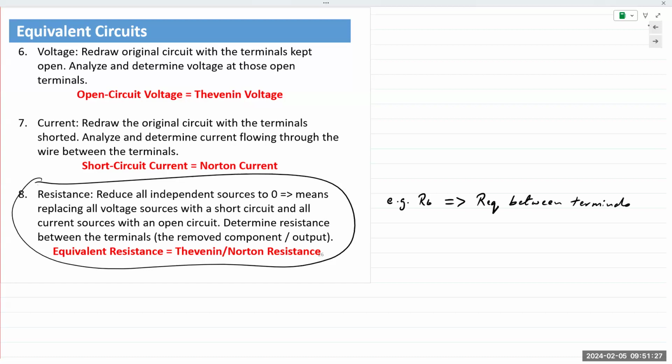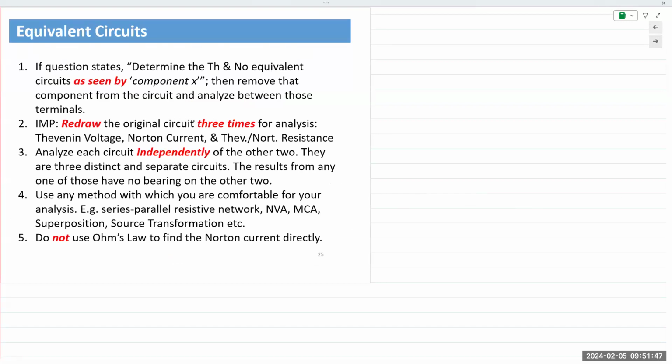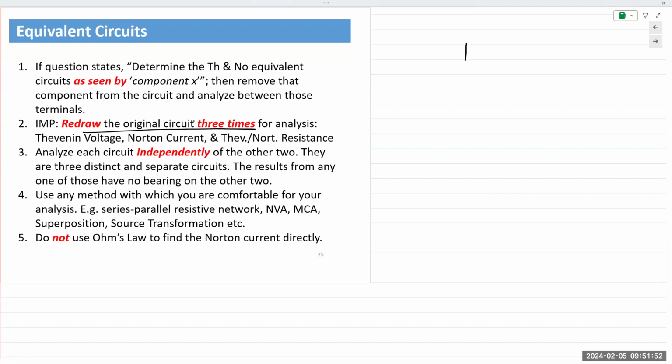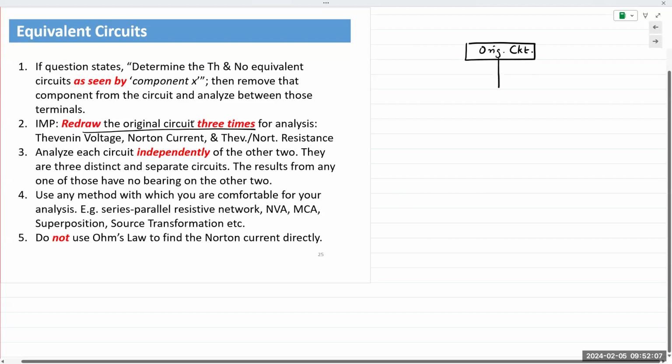Yes. And we'll look at an example next page, but that's for Thevenin resistance only, RTH. So once you find RTH, keep this point in mind. You redraw the circuit 3 times. So you have the original circuit. CKT is my acronym for circuit. So original circuit, you're going to redraw it 3 times.